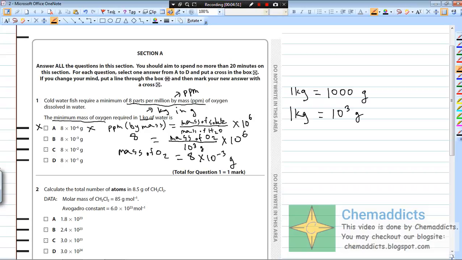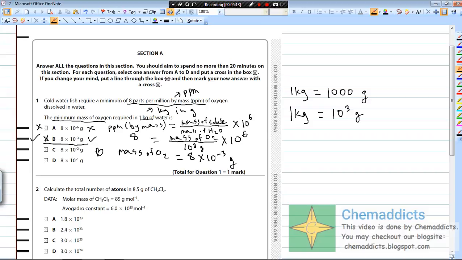And we need to do all this calculation in gram. Then it would be perfect. Therefore the answer would be B. So B is the correct answer, not A. No, no, no, fellas. B is the answer. B is the correct answer.